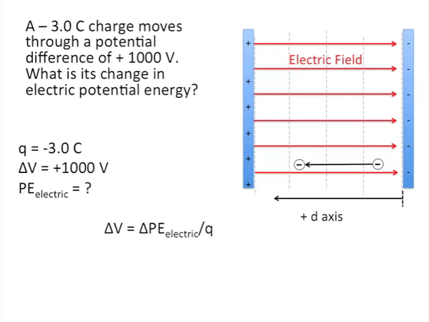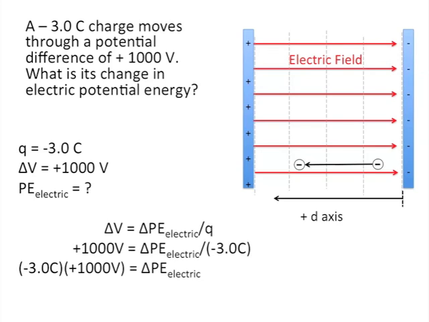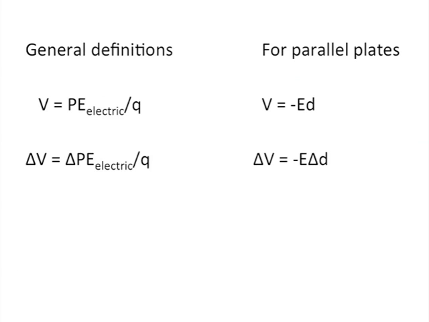This is an equation that will allow me to find that. And actually there's a mistake right here. This should be change in electric potential energy. There should be a delta here. Now substituting our values, we have this. And our result is -3000 joules. The general definitions for potential and change of potential are on the left. As we apply those general definitions to parallel plates, we get the expressions on the right.